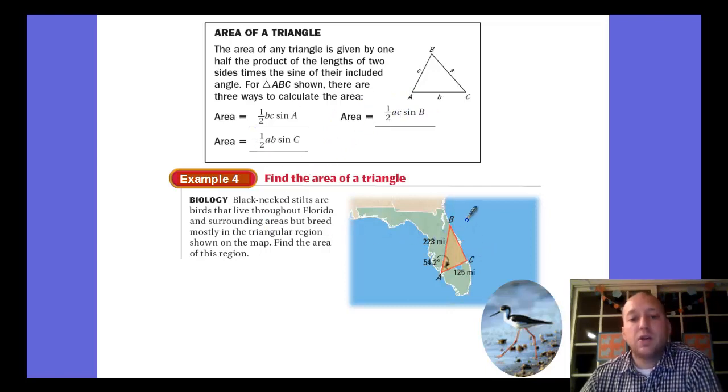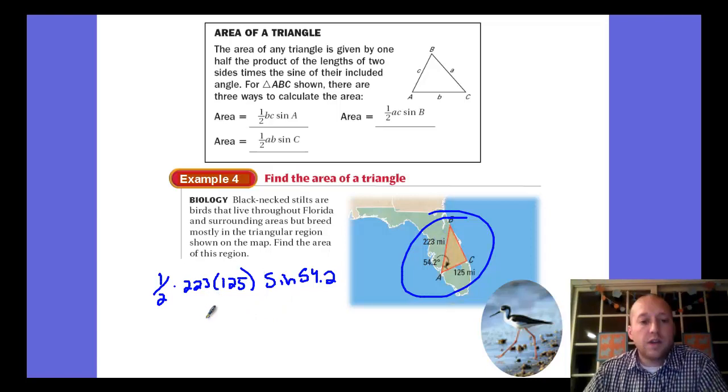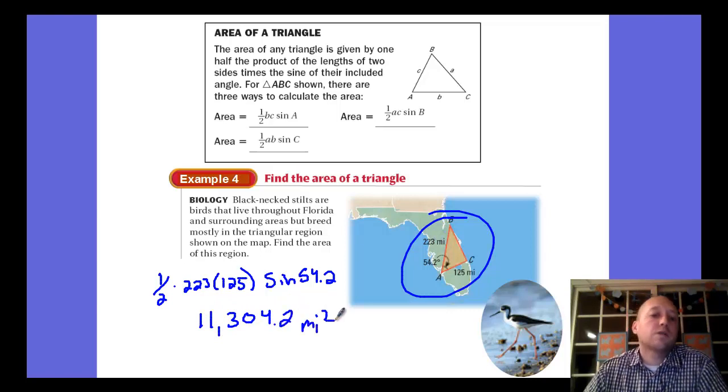So an example here for the area of Florida, we can write this as 1/2 times the side 223 times the side 125 times the sine of the angle between, which is 54.2. And then you can evaluate it. Just plug it into the calculator. We find an area of 11,304.2 square miles. And so that's how you can find the area of a triangle given 2 sides and an angle between.